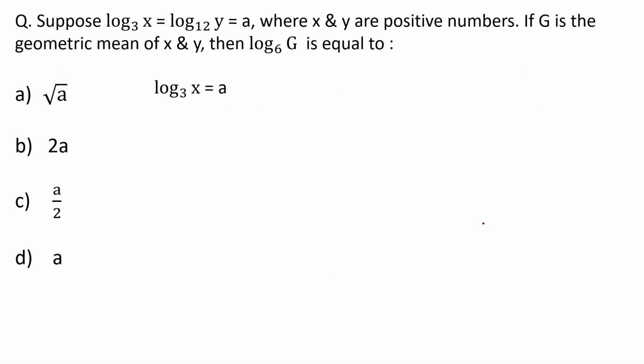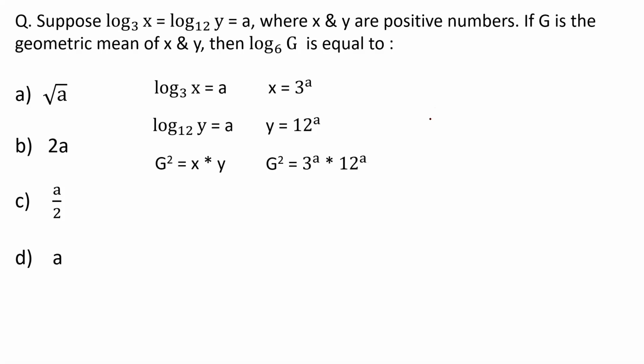Log of x to base 3 अगर a है, तो 3 raised to a हो जाएगा x. Same way, log of y to the base 12 अगर a है, y क्या हो जाएगा 12 raised to a. Now g is the geometric mean of x and y. Guys, geometric mean दो numbers का क्या होता है? For two numbers a and b, geometric mean is square root of a into b, right? So basically g square will be equal to x into y, or g is root xy.